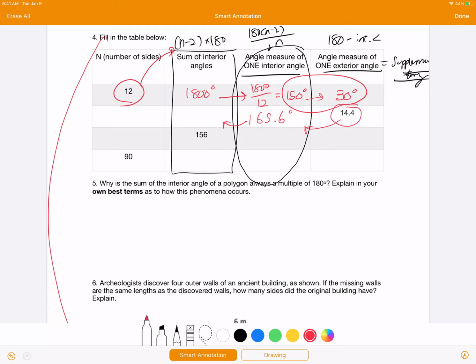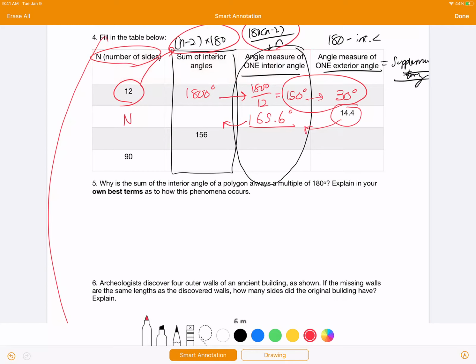Now, how do we go from here to here? Well, you simply take the number of sides n, and then multiply to here to get the sum of the interior angles. But most importantly, we want to figure out the number of sides first. So plug it into this formula here, or plug it into this formula there.